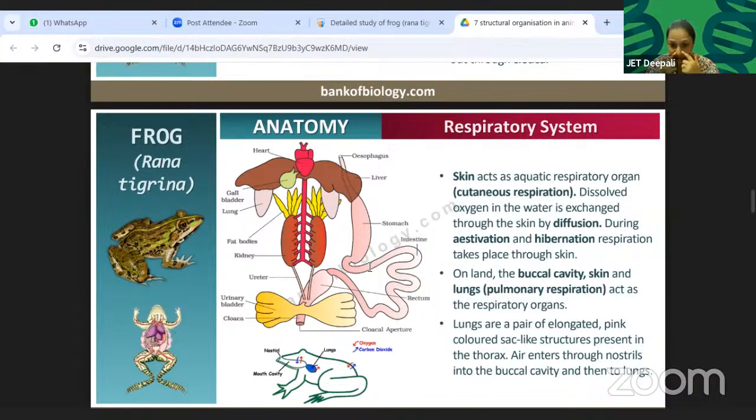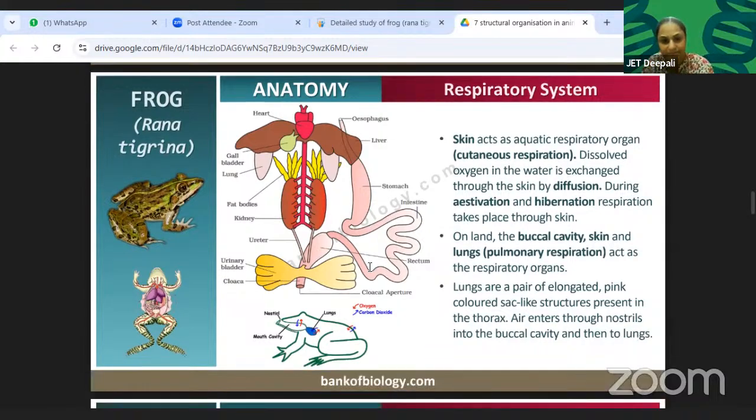Air enters through the nostrils into the buccal cavity and then to the lungs. Okay, so the pathway is nostril, buccal cavity, lungs.